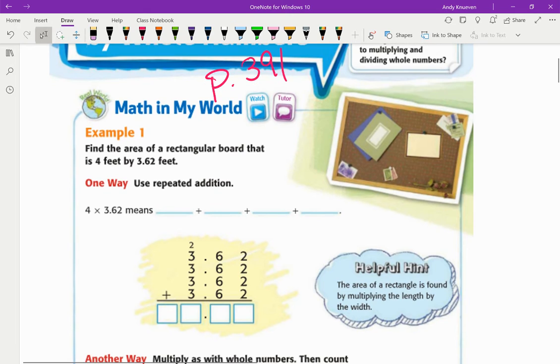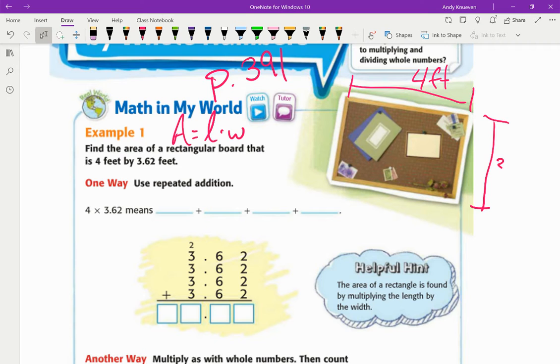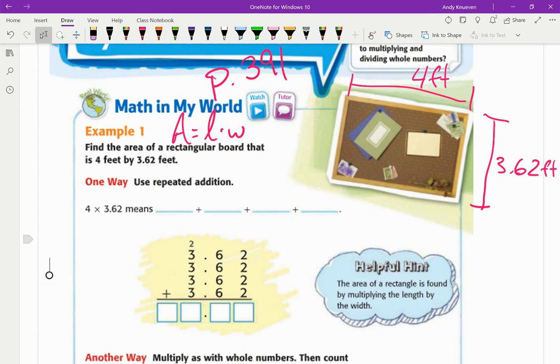So for this first example, we're going to find the area. Oh, I love geometry. And so let's throw in an area formula. So area equals length times width. And so if we're looking at this rectangular bulletin board here, we have a length of 4 feet, and we have a width here of 3.62 feet. All right, so if we are finding the area, we'd multiply these two together.